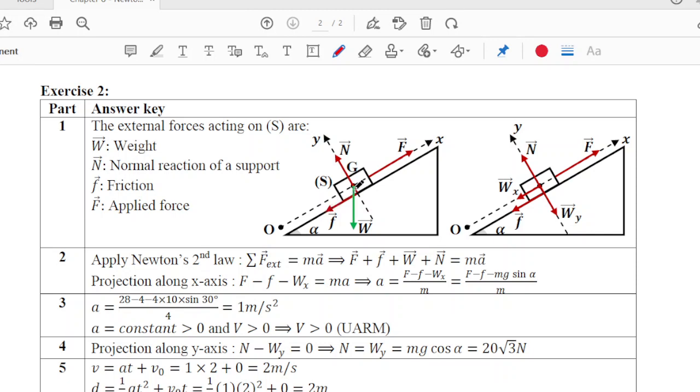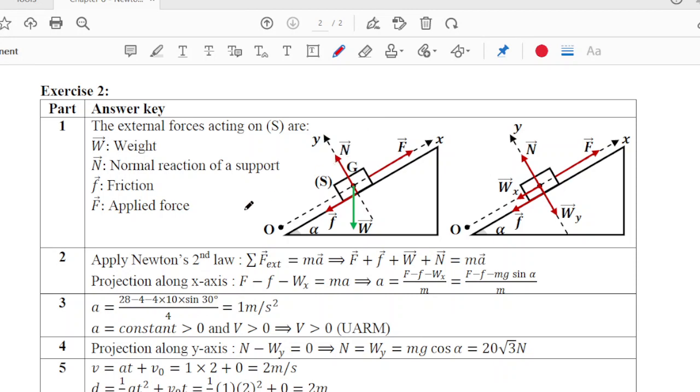Here the object is moving upwards up the inclined plane, so friction is downwards, since friction always opposes motion. The x-axis represents the axis of motion. Friction is opposite to x or opposite to motion. The weight is drawn from the center of gravity vertically downwards, while N is perpendicular to the inclined plane. Here the x-axis is already drawn, the axis of motion. The y-axis is perpendicular to the x-axis along the normal.